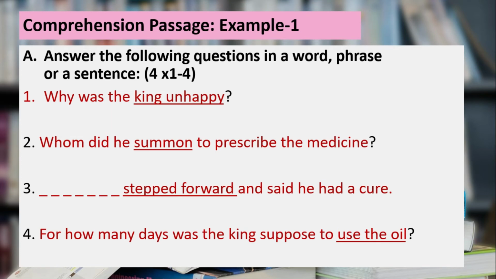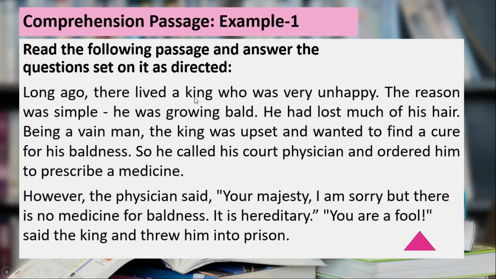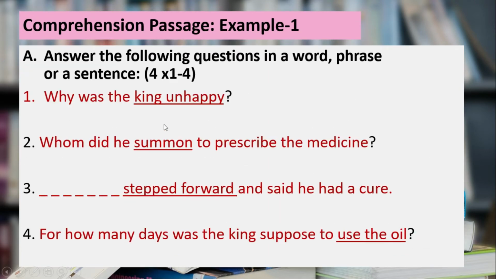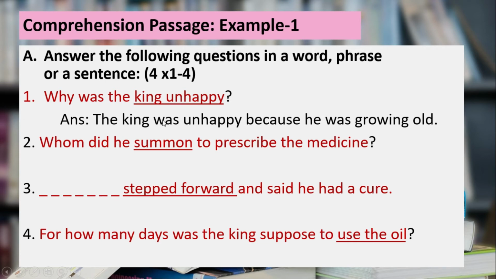You see the first question here, why was the king unhappy? Your skimming made it very clear that the king was unhappy was there in the very opening of the story. So you don't have to read the entire story once again. You just look at it from the first paragraph. See, "Long ago there lived a king who was very unhappy. The reason was simple, he was growing bald." So the reason is introduced here, right? You go to that very quickly and then you can answer, locating it very easily, right?